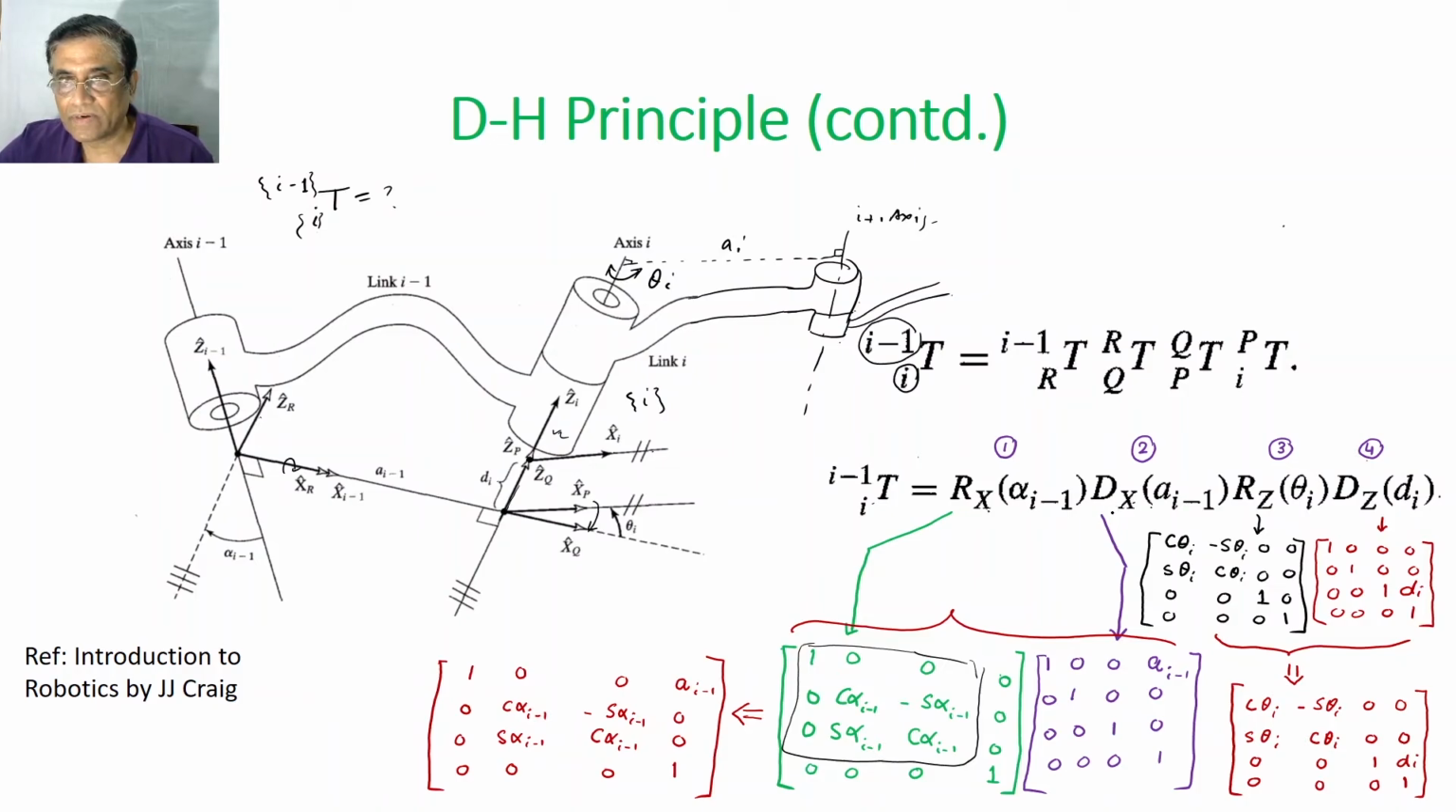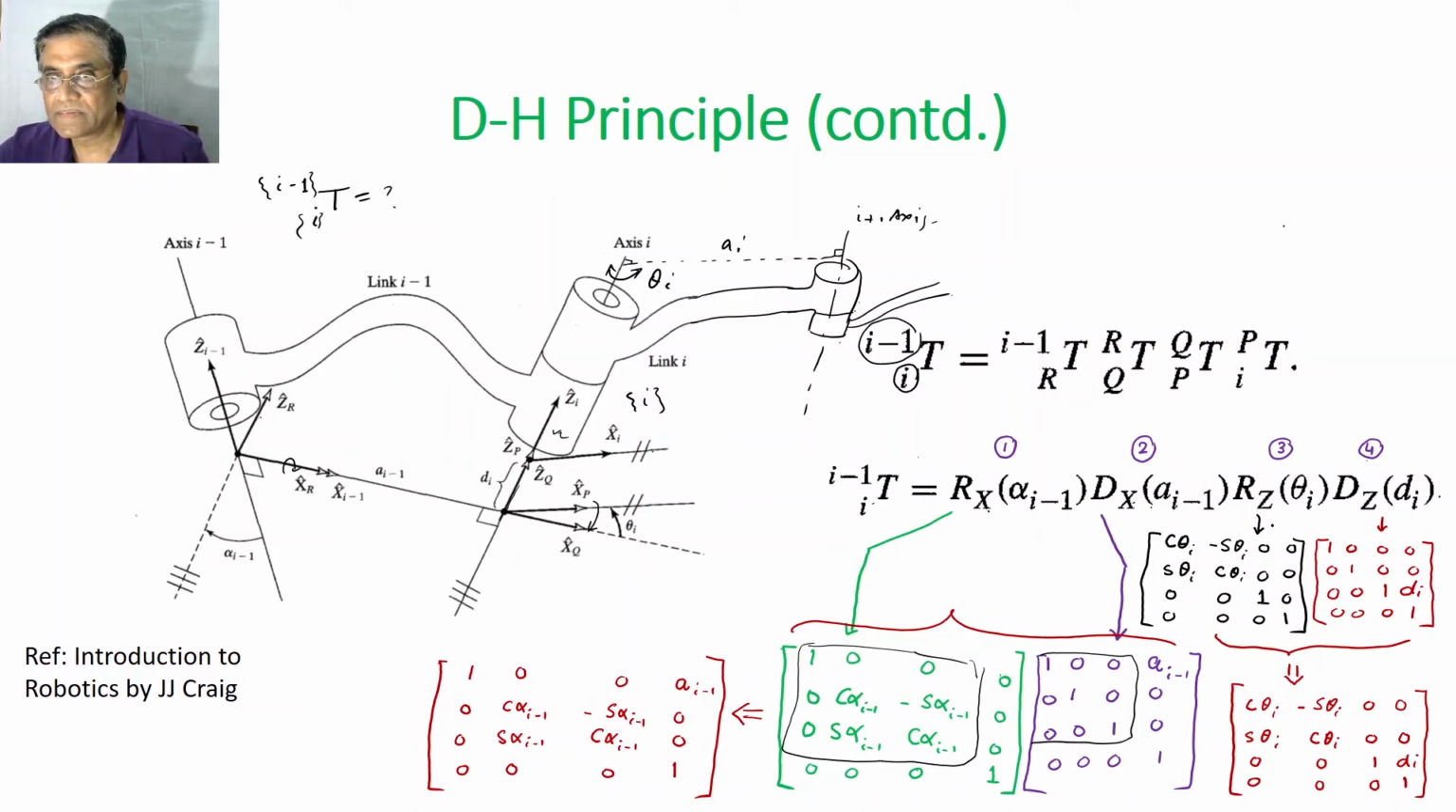Then this one: 1 0 0 a(i-1), because you have translated about x by an amount a(i-1). So this is along x, and all the others form a unitary matrix, because no rotation is being given here. So we are keeping it as our unitary matrix, and all other elements are 0. So this is this one.